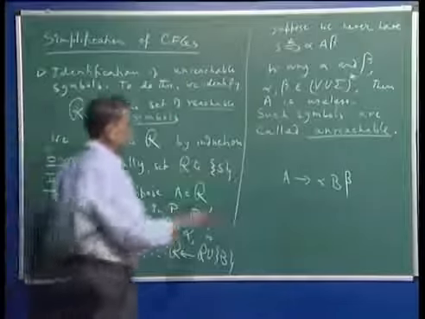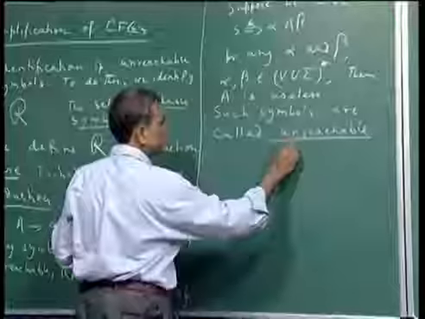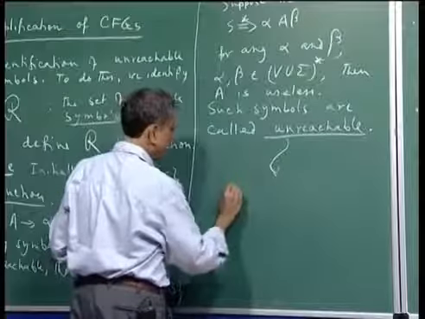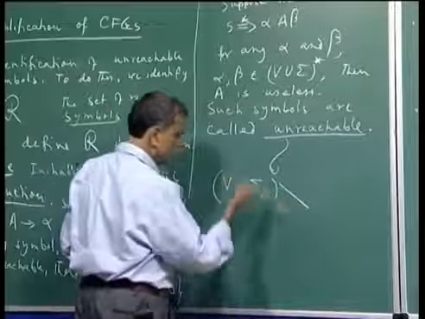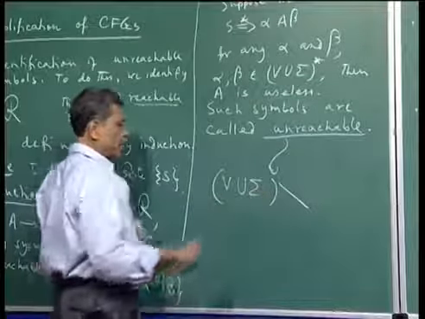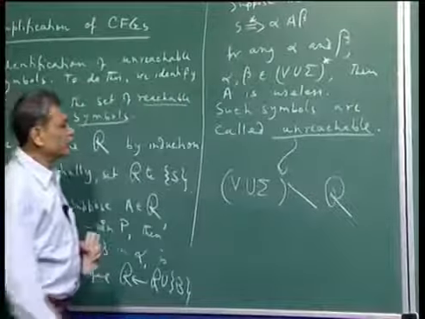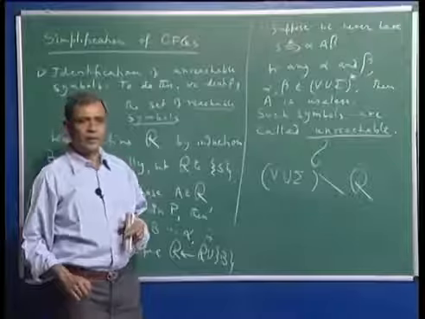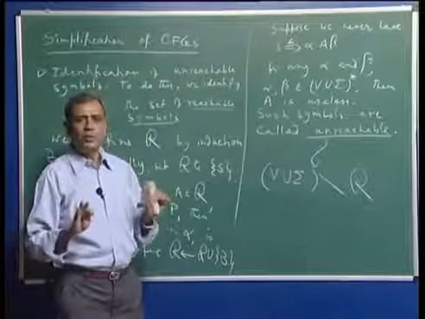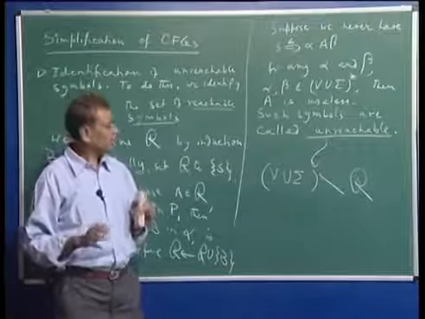So, that is the set of reachable symbols. Then the unreachable symbols are simply V union sigma, from which you subtract this set of reachable symbols. So, this is the set of unreachable symbols. Okay. So, we know how to identify the set of unreachable symbols.